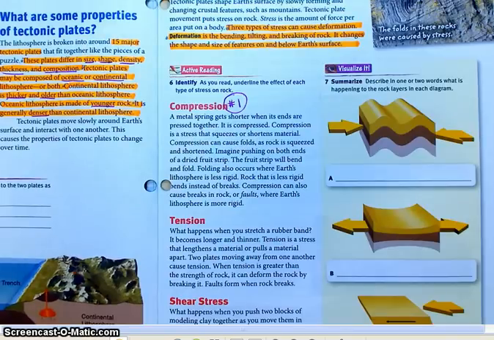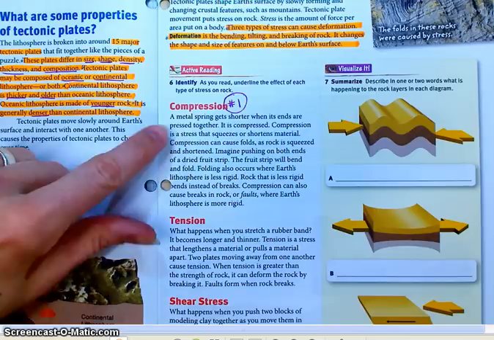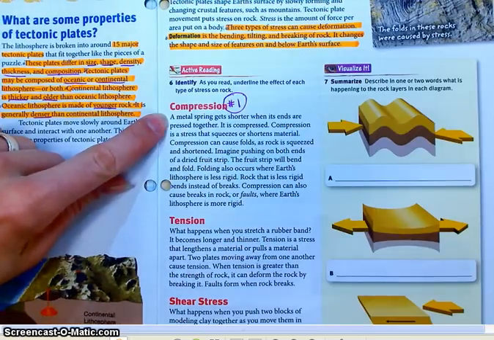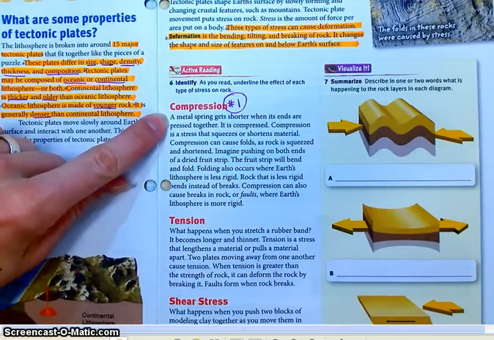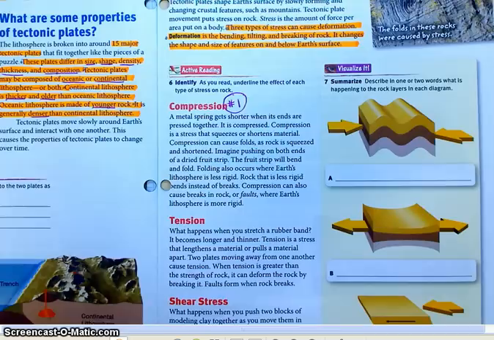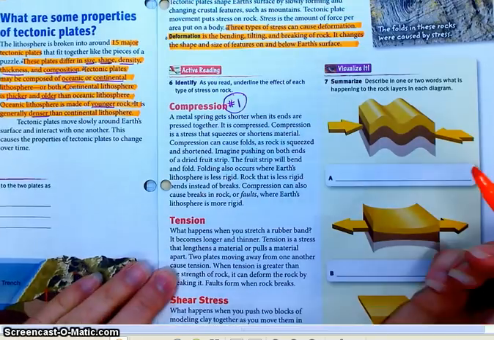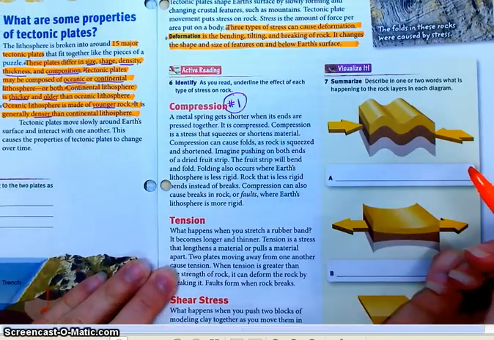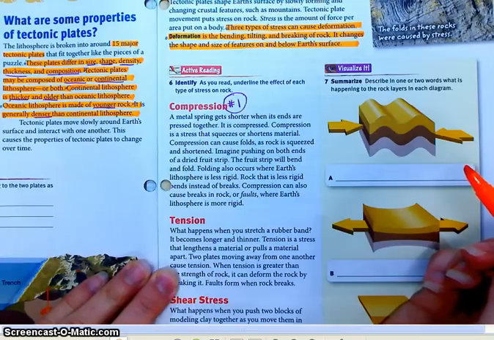When you compress something, you are squishing it, squeezing it together, okay? A metal spring gets shorter when its ends are pressed together. It is compressed. Compression is a stress that squeezes or shortens a material. Compression can cause folds as rock is squeezed and shortened. For instance, imagine pushing on both ends of a dried fruit strip. The fruit strip will bend and fold.